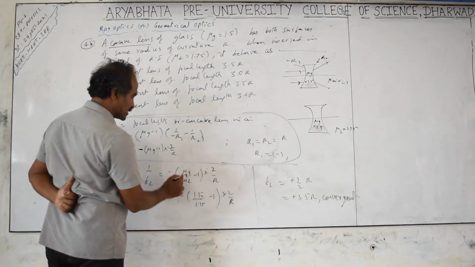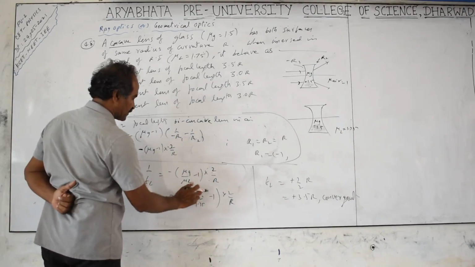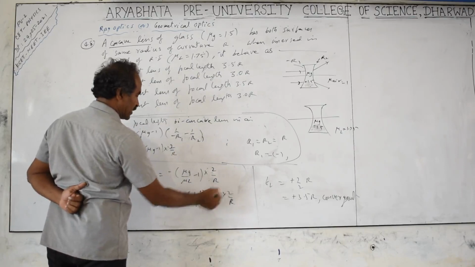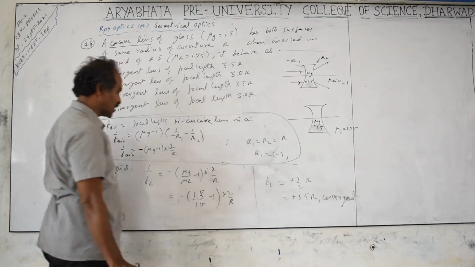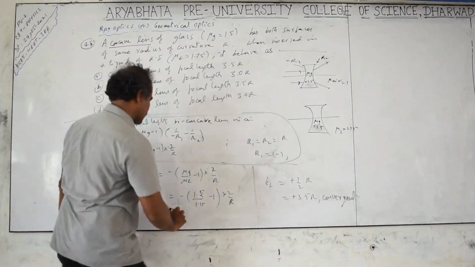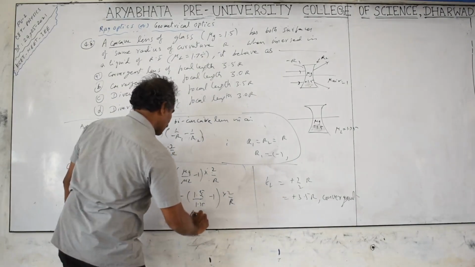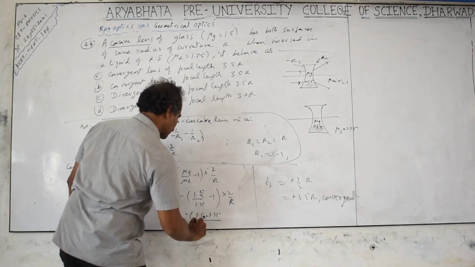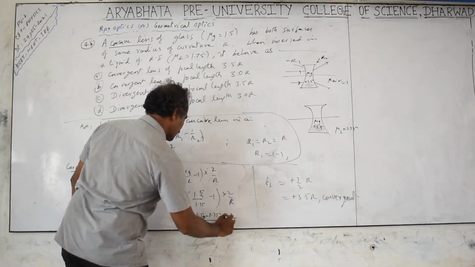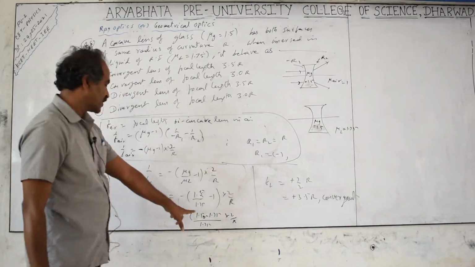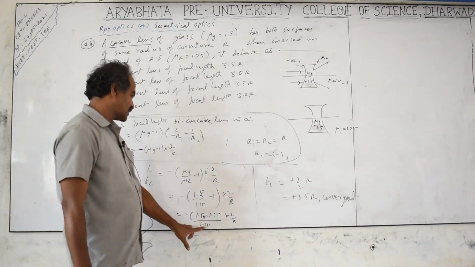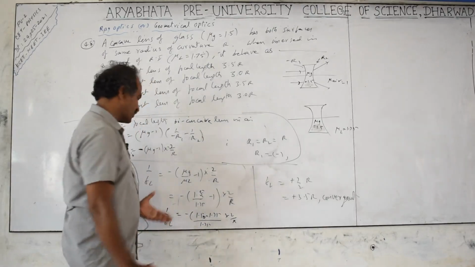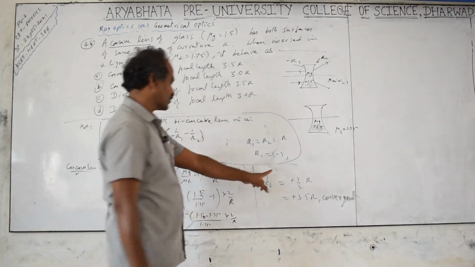2 by R. This value equals 1.5 by 1.75, as mu liquid is given as 1.75, minus 1, into 2 by R. Take the LCM of this: what you get is 1.5 minus 1.75, that is 1.50 by 1.75 into 2 by R. This becomes equal to 0.25 by 1.75, the result for 1 by F liquid. But we want F liquid, so take the reverse of this. The result becomes 7 by 2R.